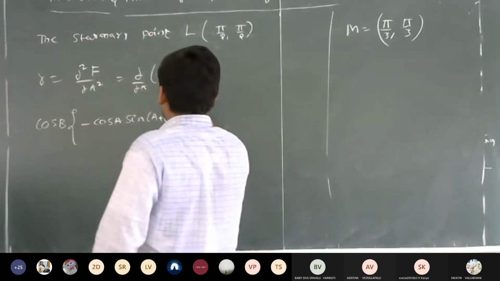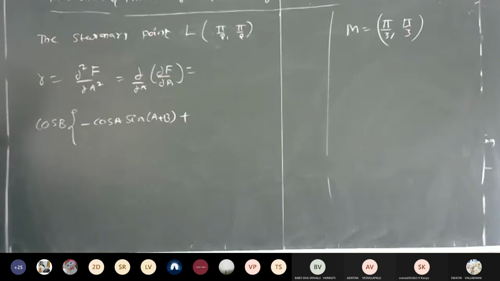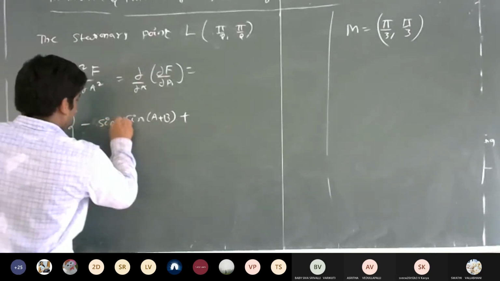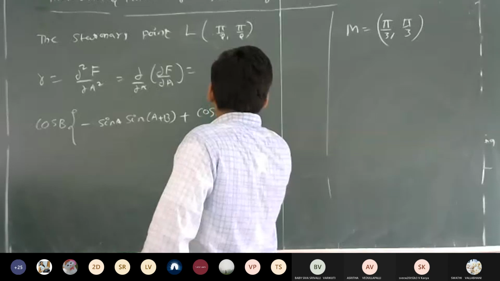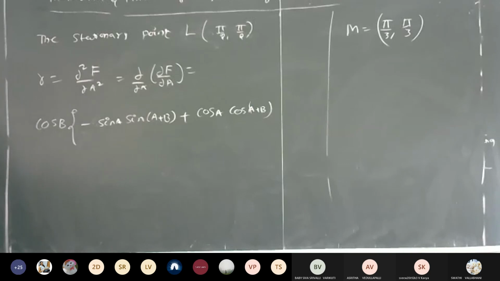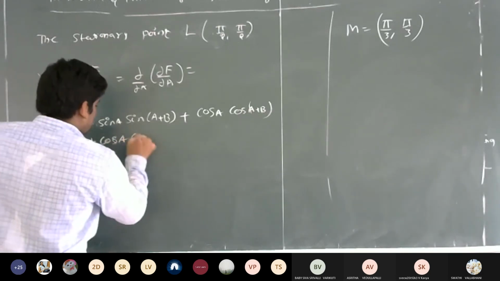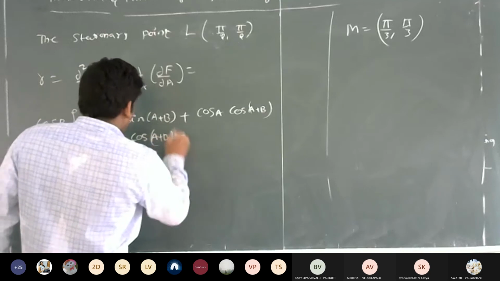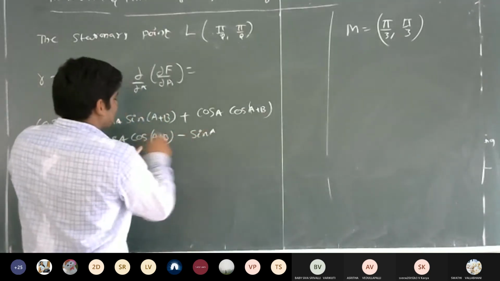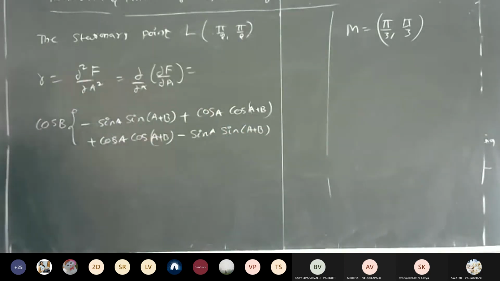Next, minus sin A into plus cos A into cos of A plus B. Next, cos A into cos of A plus B plus cos A into cos of A plus B minus sin A into, its derivative being minus, sin of A plus B. So this is the first term.